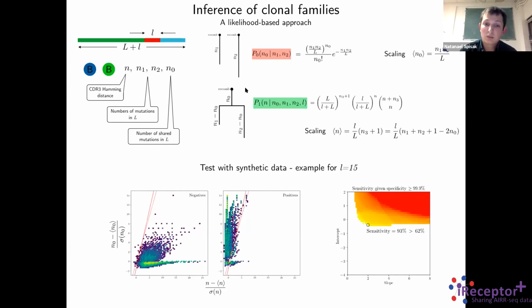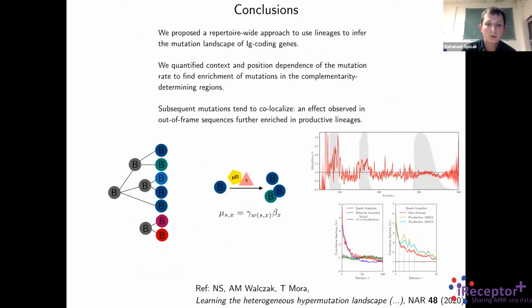And so these expectations that stem from our models of mutation and recombination allow us to rescale these variables according to these natural expectations in terms of N1 and N2, the sequence-wise numbers of mutations, and find a separatrix between the positives and negatives that ultimately gives us much higher sensitivity at high specificity for fairly short CDR3 lengths. So with this, I'd like to conclude.